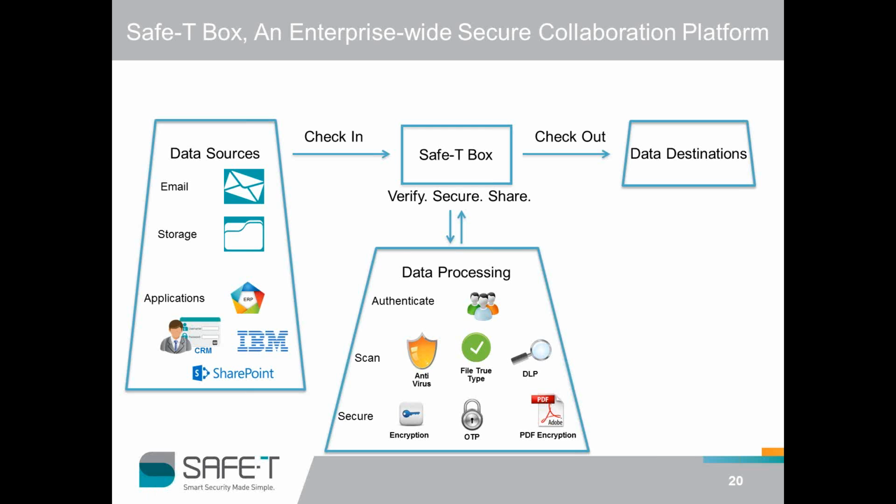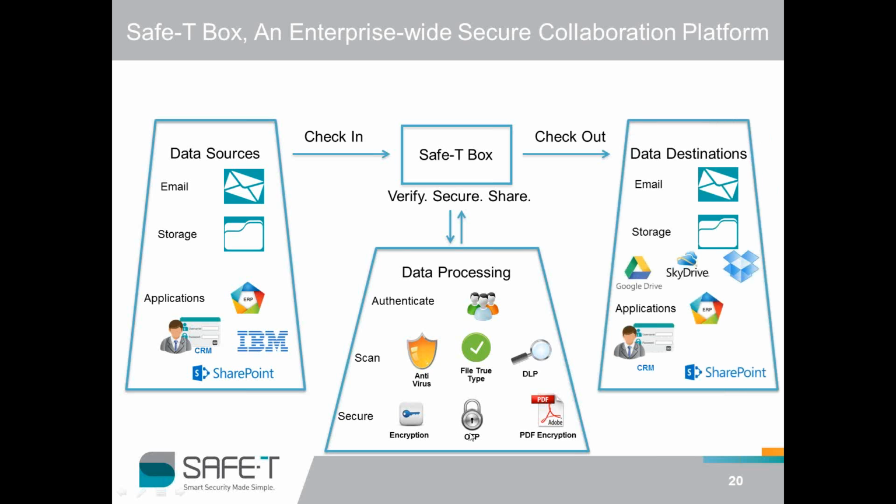Once Safety Box verifies that the specific user is allowed to send the data which they are trying to send out, it will go through a secure process which will encrypt the data, generate a one-time password, and then the data is ready to be sent to its destination. Now the destination, again, can be an email, it can be any storage outside of the organization, including Dropbox, SkyDrive, Google Drive, or many other cloud-based services, or it can be another application, whether in our organization or in any other organization outside.